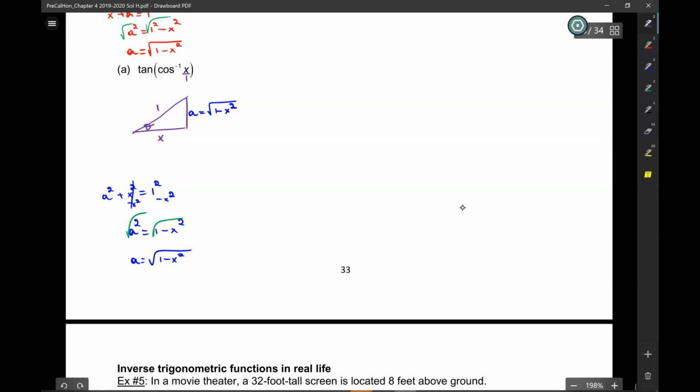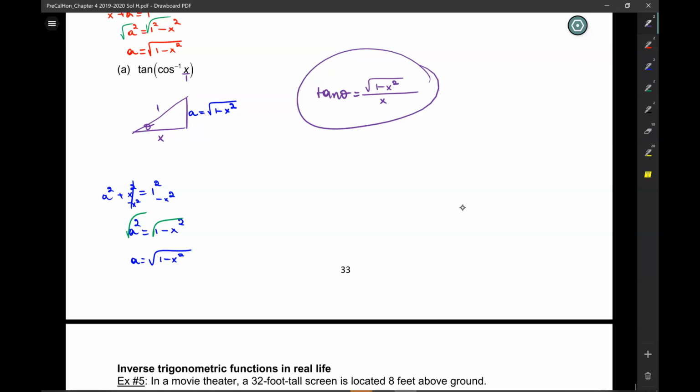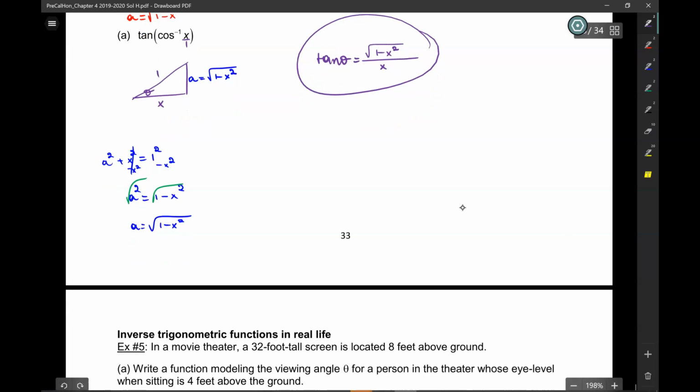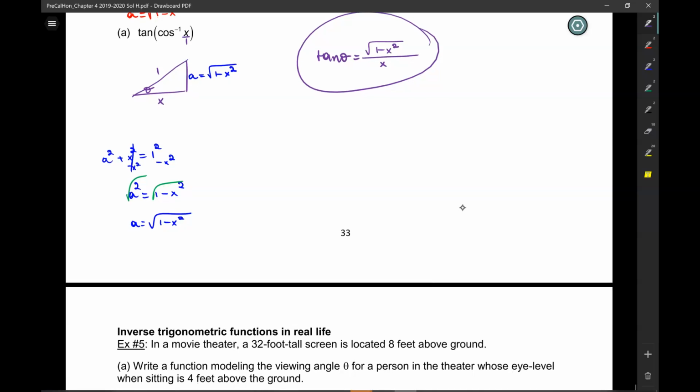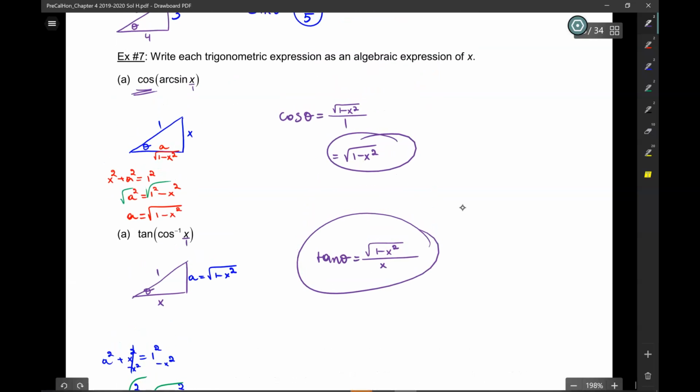Same thing, there are going to be a lot of different variations of similar things. So tangent is the square root of 1 minus x squared over x. That's it. You can't simplify that anymore.